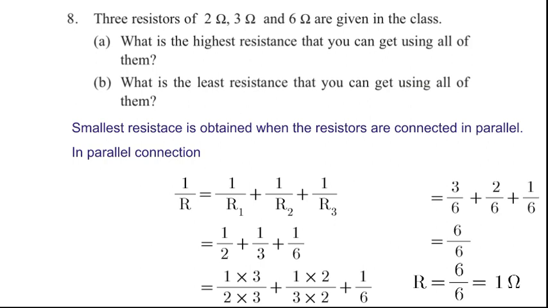Now it will be equal to 3 by 6 plus 2 by 6 plus 1 by 6. You can add the numerators, so you would get 6 by 6. This 6 by 6 is actually the reciprocal of resistance, the reciprocal of effective resistance. In order to calculate the resistance, you must again take the inverse. So you would get R equal to 6 by 6 equal to 1 ohm.